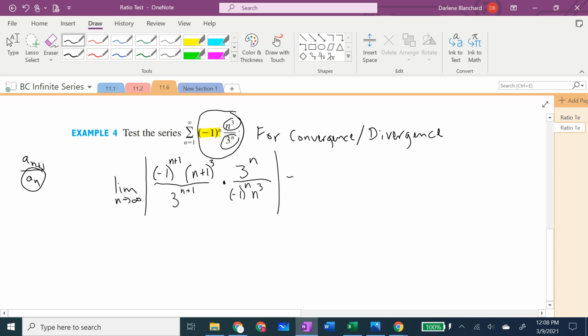Now, I'm going to quickly get that negative out of the way so that we can see what we're actually working with better.